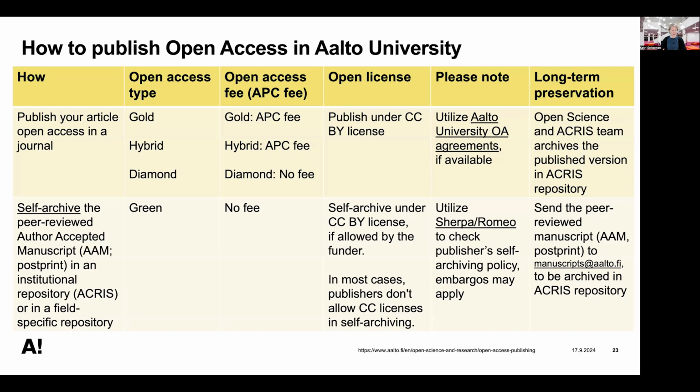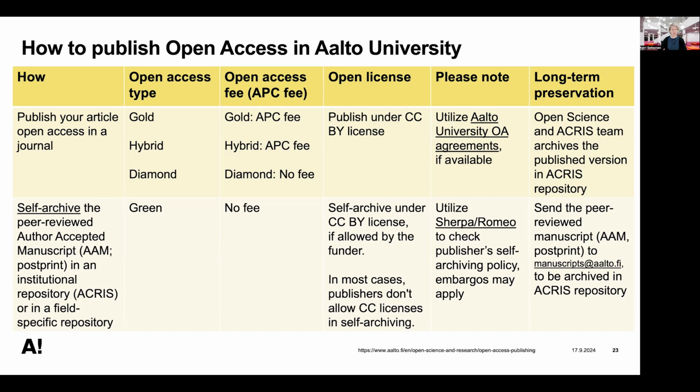How to publish open access in Aalto University? There are basically two options if you are publishing your articles in journals. The first one is to publish your article open access in a journal. Here you can use either gold, hybrid, or diamond open access, as presented by Eva before.